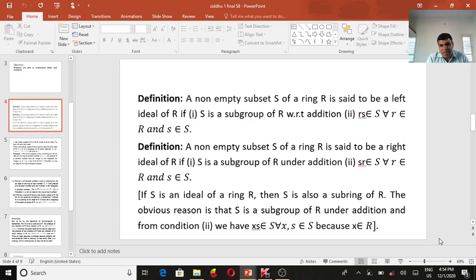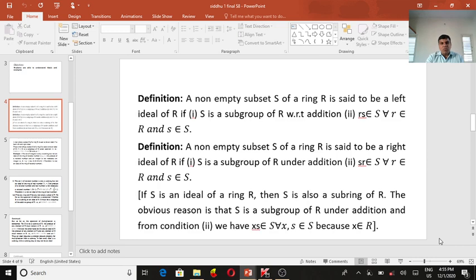Now, in the same way, a non-empty subset S of a ring R is said to be a right ideal of R if S is a subgroup of R under addition, and sr belongs to S for all r belongs to R and for all s belongs to S. So if we multiply an element of R on the right hand side of an element of S, this is called a right ideal.